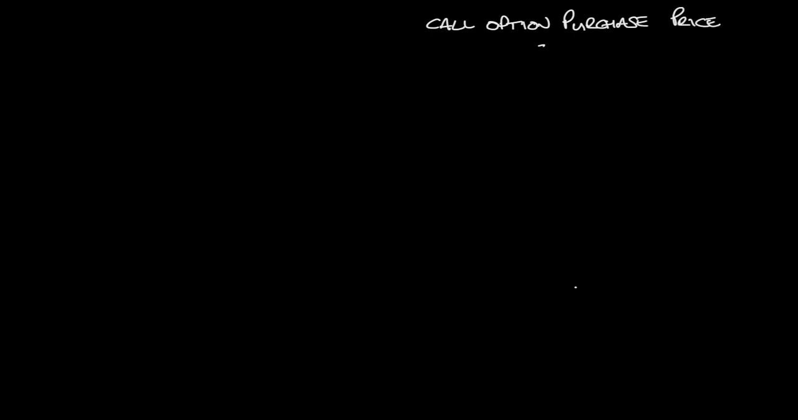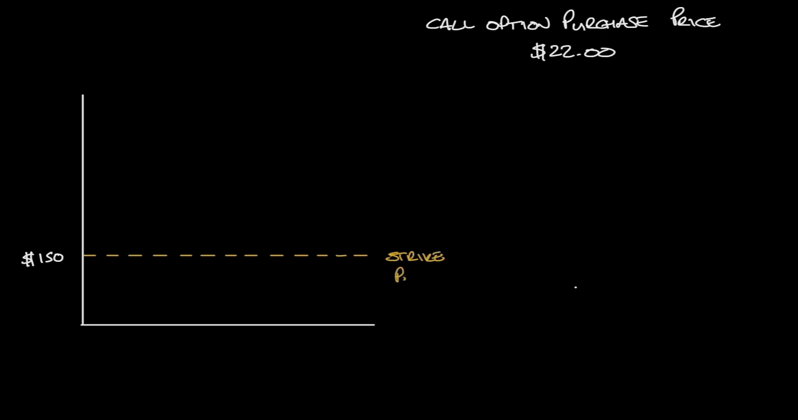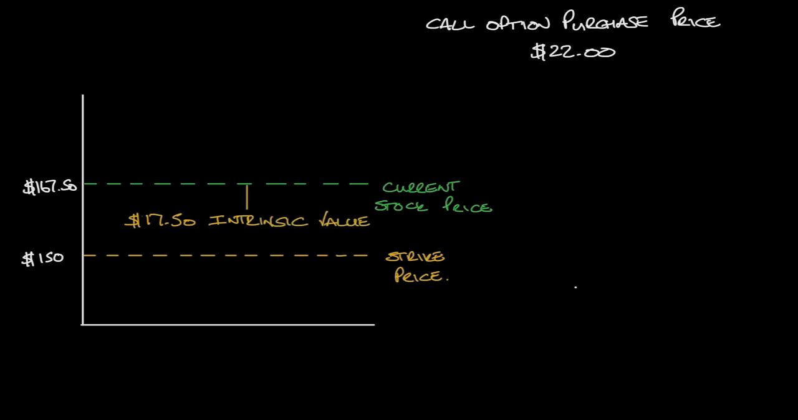Now, let's take a look at extrinsic value. Extrinsic value is the premium you pay to own the option. Imagine we are about to make a purchase of a new call option in XYZ company for $22. If we follow on from the previous example, we know the current stock price is $167.50, and we are about to make the purchase of a call option with a strike price of $150.